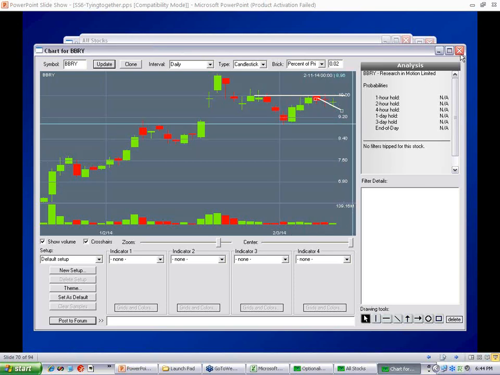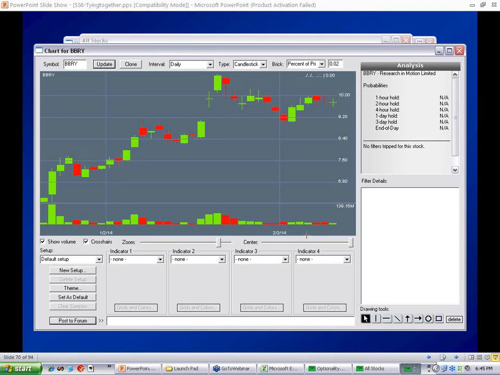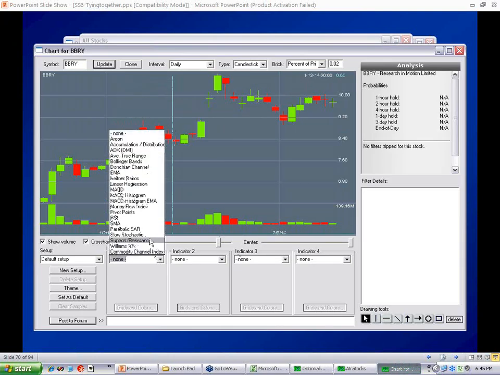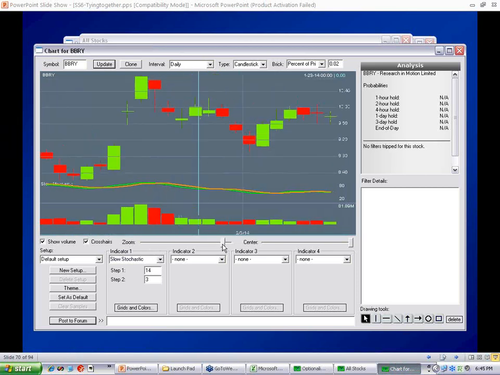I'm just curious what the second indicator is for that. Slow stochastic crossing and expanding. I wonder if that's true. I'm just curious. Yeah, it's kind of true. Check it out. It's hard to see, but that stochastic line is turning negative right there when that stock starts to fall. Back here was another time that happened, right here. And it falls for like a day or two.